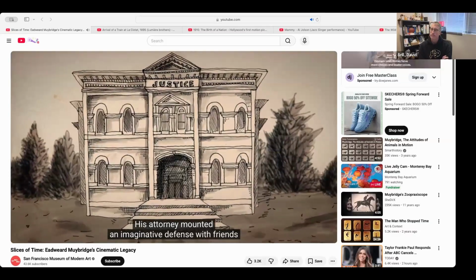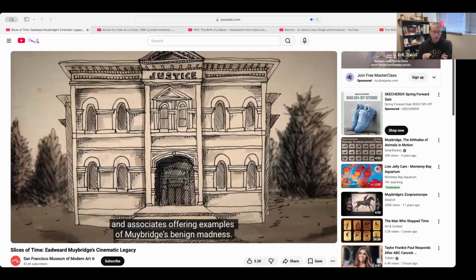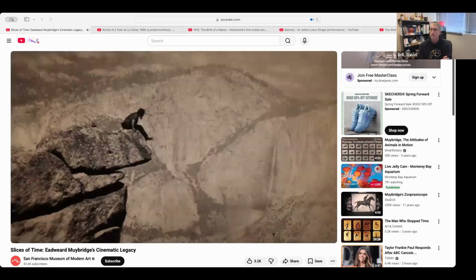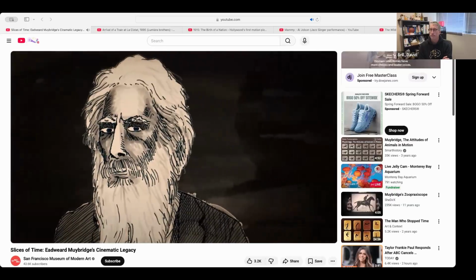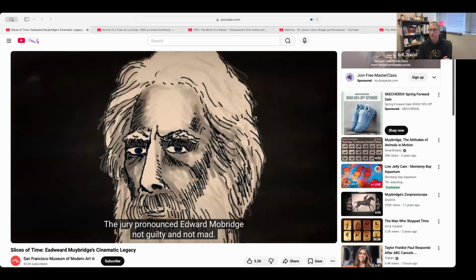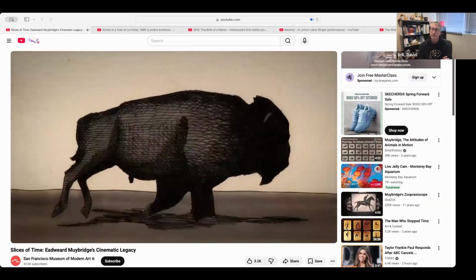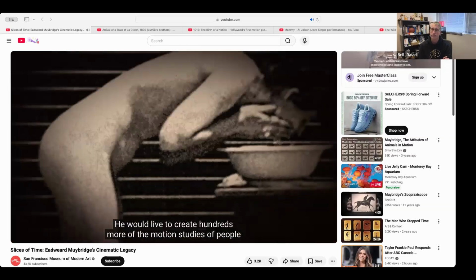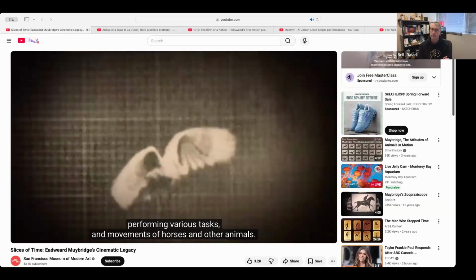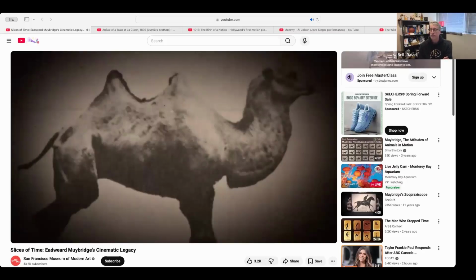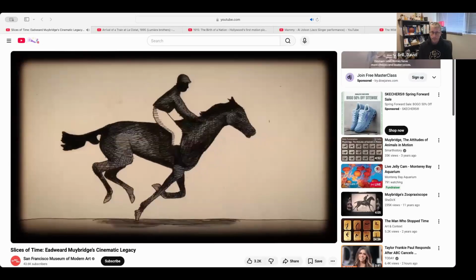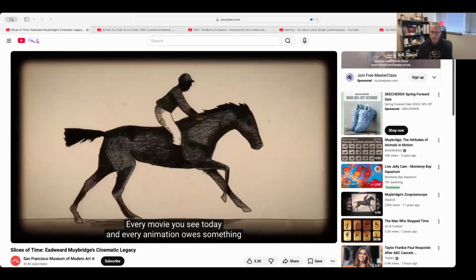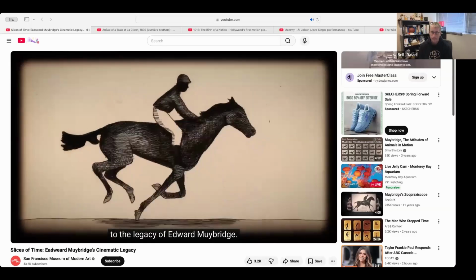His attorney mounted an imaginative defense, with friends and associates offering examples of Muybridge's benign madness. The attorney introduced pictures from Yosemite, showing Muybridge perched at a precarious height, as evidence of the photographer's questionable mental state. The jury pronounced Edward Muybridge not guilty and not mad. He would live to create hundreds more of the motion studies of people performing various tasks and movements, of horses and other animals. His innovations in photographic technology formed the very foundation of cinema. Every movie you see today, and every animation, owes something to the legacy of Edward Muybridge.